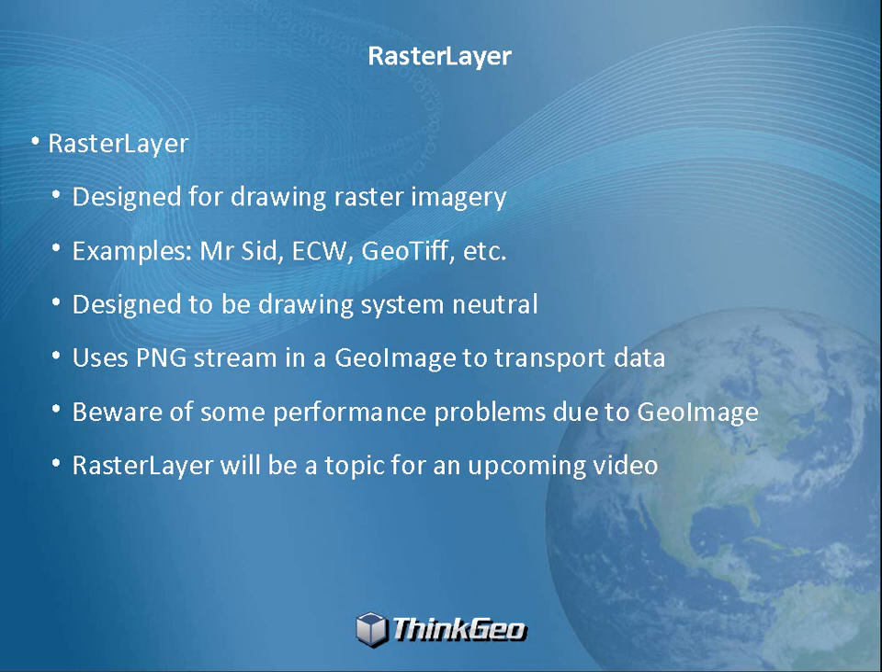And we're actually looking into ways that we can sidestep that performance hit by getting around the geo image, but still trying to remain as drawing system neutral as possible. So that's something that we're actively working on, and probably some of you have run into it if you have applications that, let's say, load 30 different GeoTIFFs or 30 different ECW images. And the raster layer itself will be a topic of an upcoming video because there's a lot of different methods and properties and things that go into the raster layer. So we'll have a separate video for that.